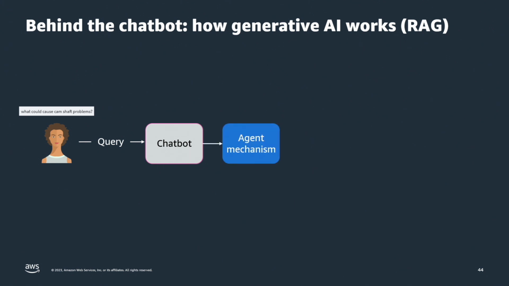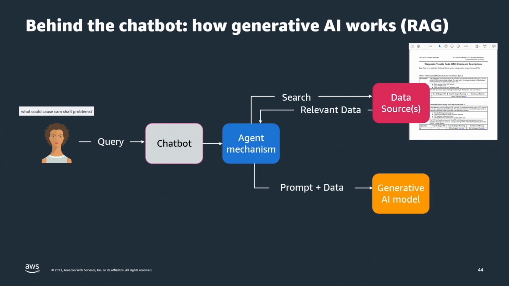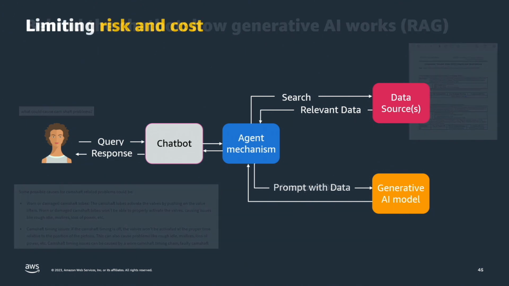Behind the scenes, there's an agent mechanism that goes out. The first thing it does is look at data sources, like that diagnostic fault code manual. Let's find the relevant things, package it up, and then give it to the large language model, and that's how we get a good response. This is how you eliminate hallucinations and answer factually, which is important in our industry.